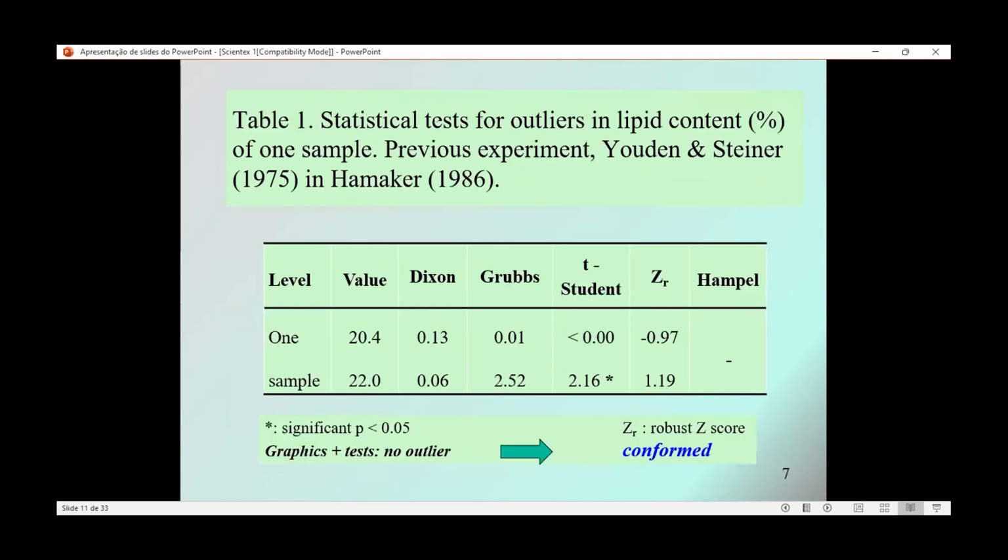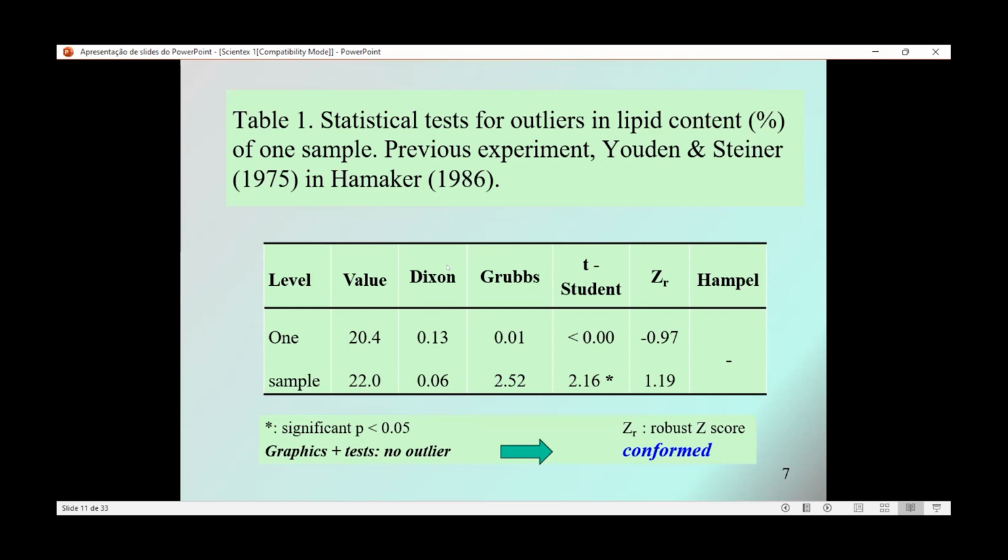In table 2, we can see statistical tests for outliers in this example, this previous experiment from Yalden and Steiner. The sample used was one unique, homogeneous sample. The values that could be outliers were 20.4 and 22.0. The common tests are Dixon, Grubbs, and Student's t for outliers.